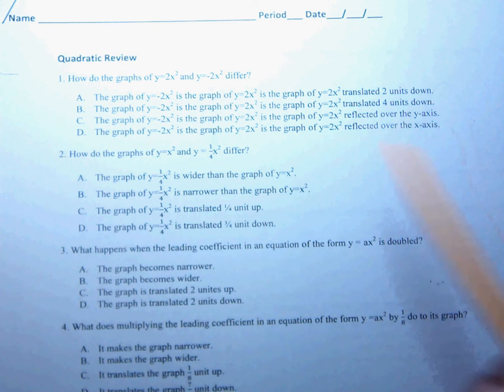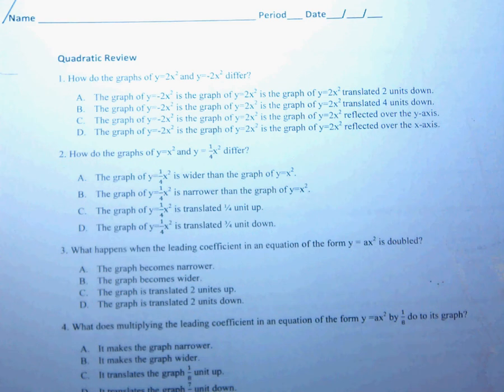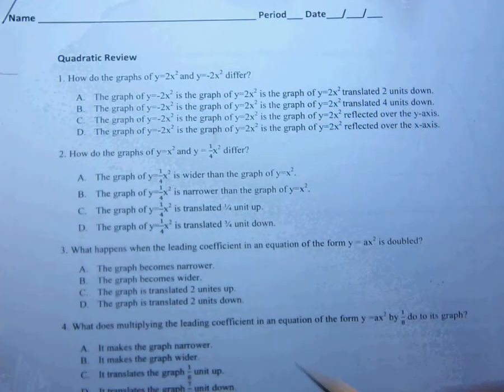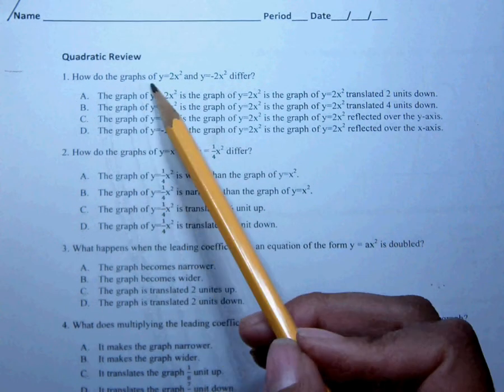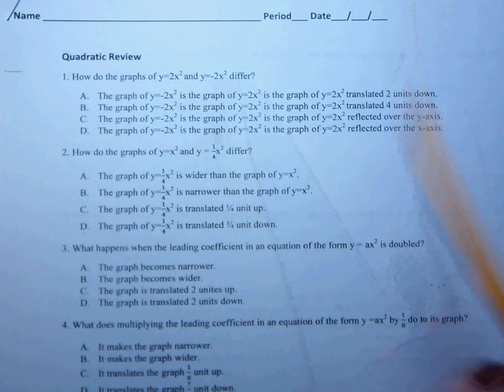I want to go over quadratics with you. We did it in class, but this is practice at home so that you can do really well on STAR tests. Number one, how do the graphs of y equals 2x squared and y equals negative 2x squared differ?